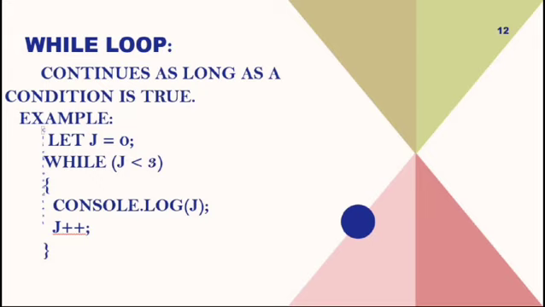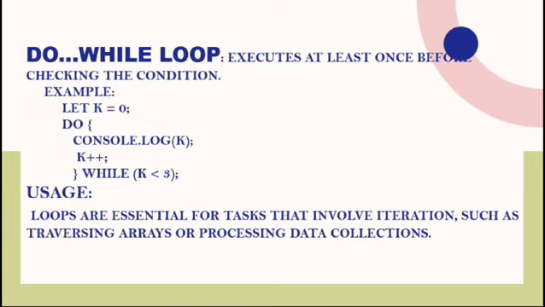Next, a while loop. A while loop continues to run as long as the condition is true. Here is the example of a while loop. Finally, the do while loop. The do while loop executes at least once before checking the condition. Here is the example for the do while loop.